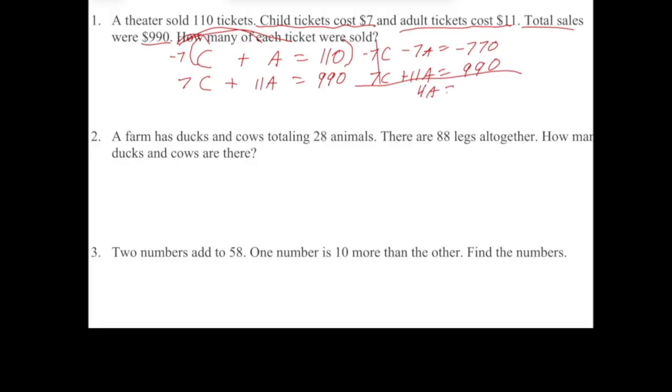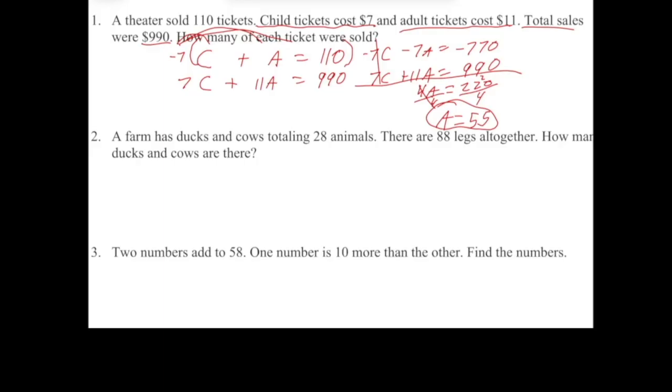4A equals, what's 990 minus 770? That feels a lot like 220. And now once I divide by 4, watch how I do the 4 here. A equals, how many times does 4 go into 22? 5, with how many left over? 2. I'm going to write it there. How many times will 4 go into 20? 5 times. It's 55 adult tickets.